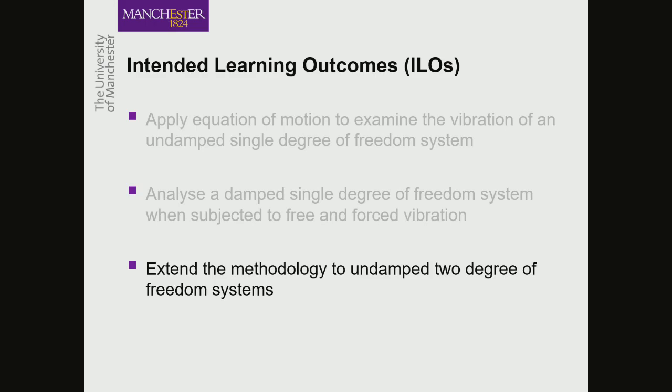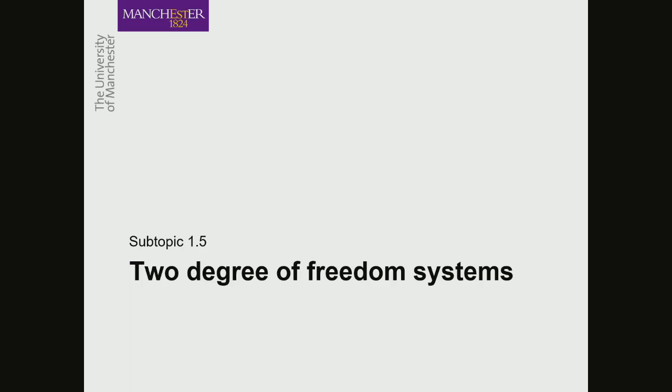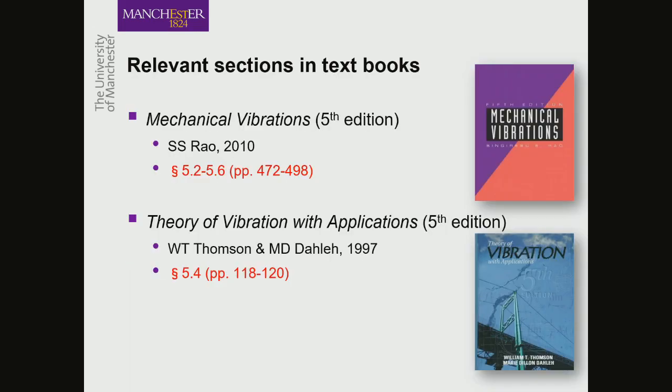So this is getting a step closer to more complex vibrating systems. It is a kind of an intermediate step between 1 degree of freedom systems and multiple degree of freedom systems that you will be engaging with in year 3. So I believe understanding 2 degree of freedom systems will give you a significant advantage when you start studying advanced vibrations next year. So, 2 degree of freedom systems.